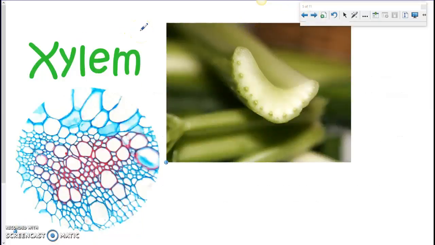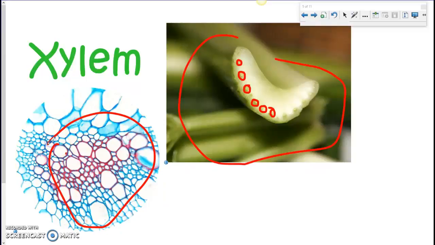Now, a key word that you need to remember is xylem. It is what sucks up the nutrients within the stem. As you can see, this is a piece of celery, something we eat. If you see these little dots, these are the xylem. And this is what it looks like under a microscope. They're little bitty openings, and the water goes through them and up the stem and goes through the leaves.